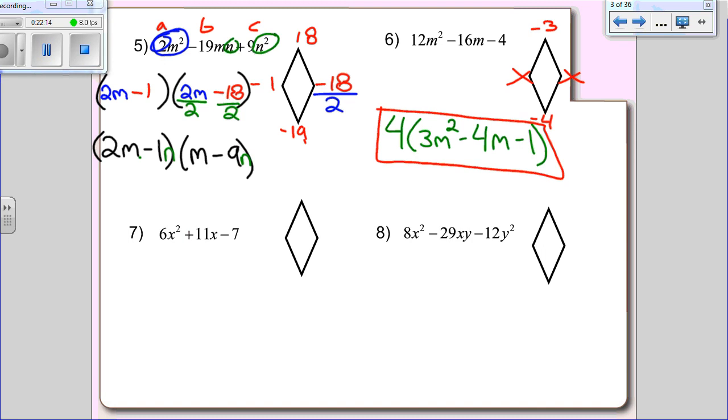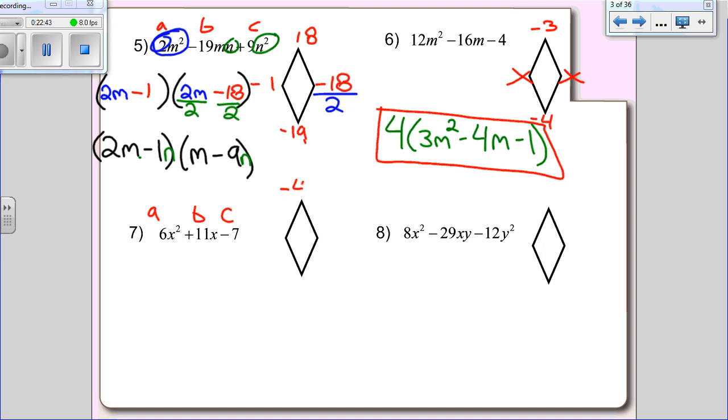First step to every factoring problem: take out a GCF. Okay, can't do GCF. Second thing you do is you recognize you have a trinomial. To factor a trinomial, you use your diamond method. To use your diamond method, you need to know A, B, and C. On the top of your diamond is A times C, negative 42. On the bottom of your diamond is 11.